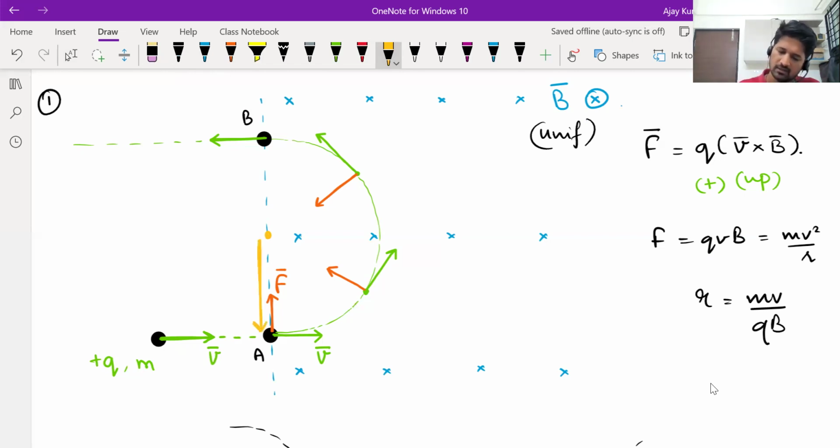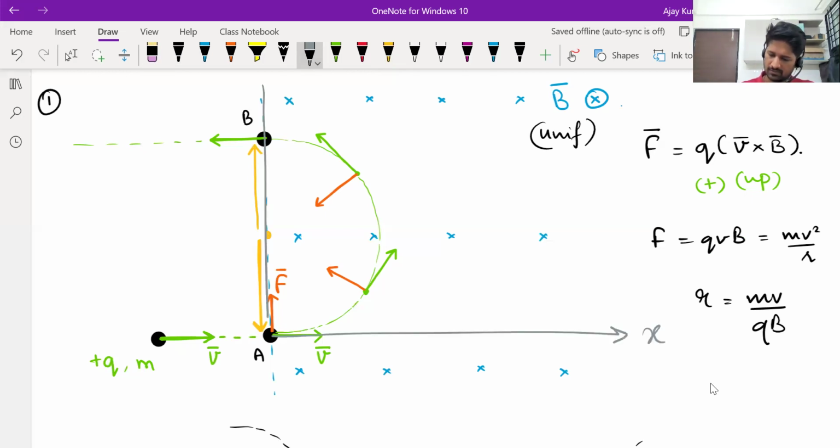So you can even tell from where the particle is going to come out of the magnetic field. Questions like this have already been asked in many exams. They tell you that the particle enters the magnetic field at the origin. Okay, so it enters at the origin. They ask you where it leaves from. So you need to know the radius in which it is going to take that turn.